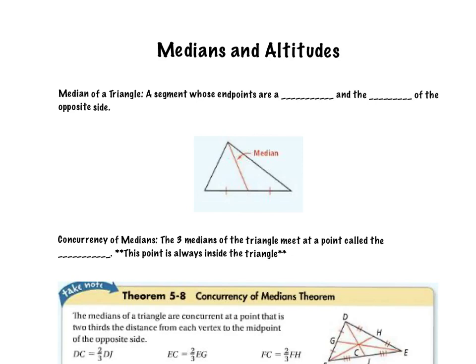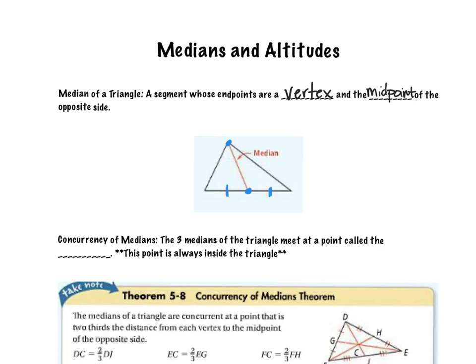Median, right? So a median is the segment whose endpoints are a vertex and the midpoint of the opposite side, right? So I start where I have one endpoint at a vertex, and then the midpoint of the opposite side. So I have to have those congruent marks there to tell me that that's the midpoint.